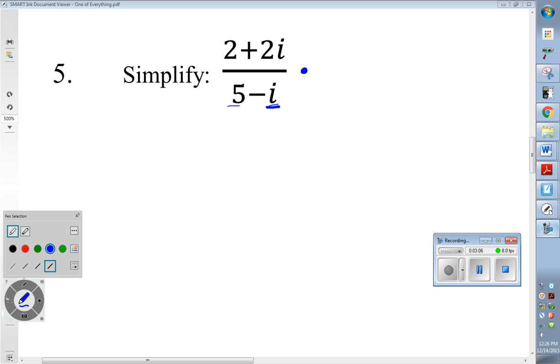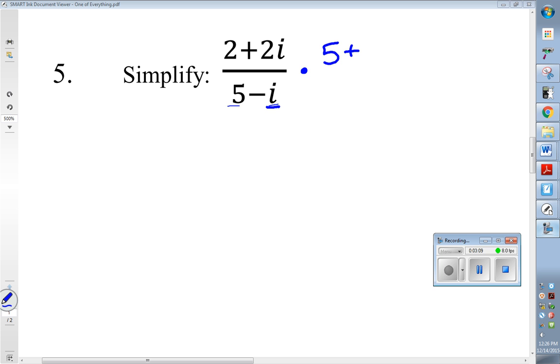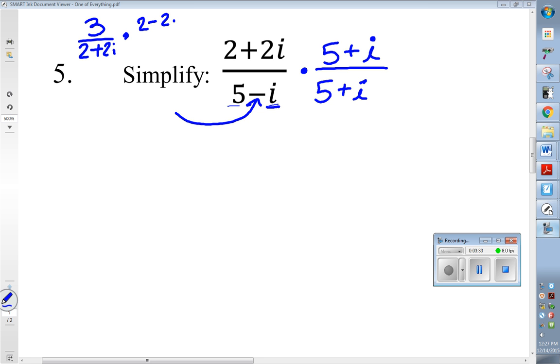To get rid of it, I'm going to multiply the top and the bottom by the conjugate. All we mean by conjugate is we want to change the sign of whatever's on the bottom. So if it says 5 minus i, the conjugate is 5 plus i. If the problem was, I don't know, 3 over 2 plus 2i, then we would want to multiply by 2 minus 2i on top and bottom. Whatever the bottom is, multiply that on top and bottom with the opposite sign in between.